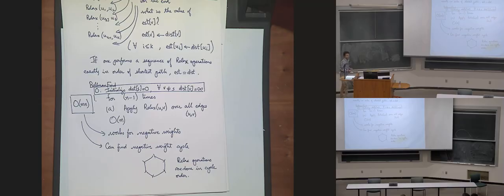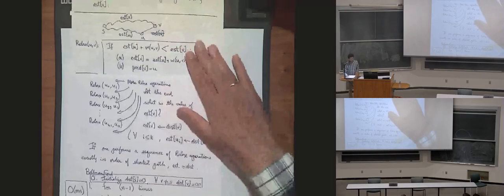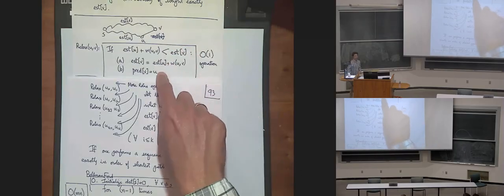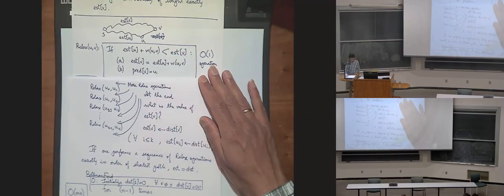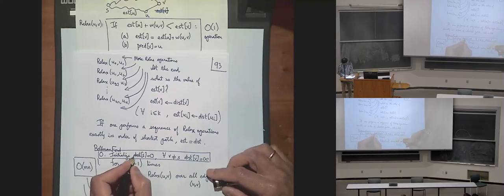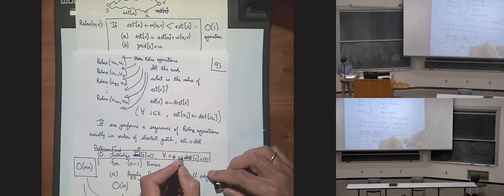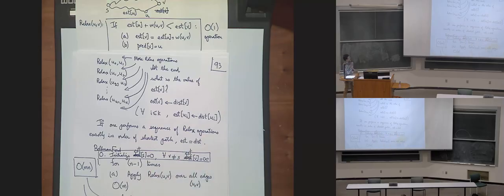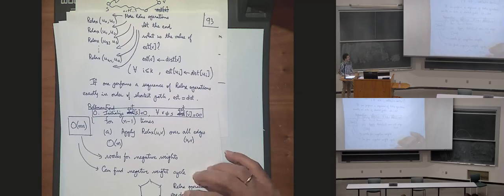I thought relax only updates the estimate and the predecessor. So how do the dist values get updated in Bellman-Ford? I'm sorry, not dist. My apologies. It's not dist, it's estimate, because the dist is the true value. Yeah, you're right. The estimates are initialized, and then it just does this.